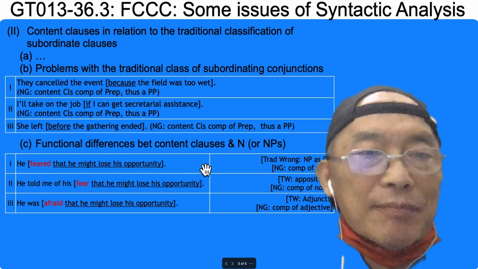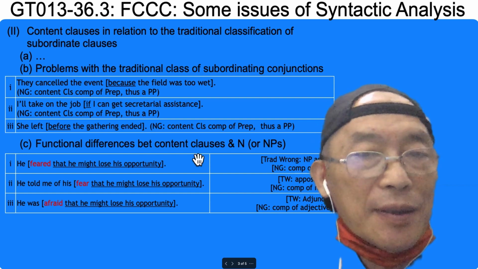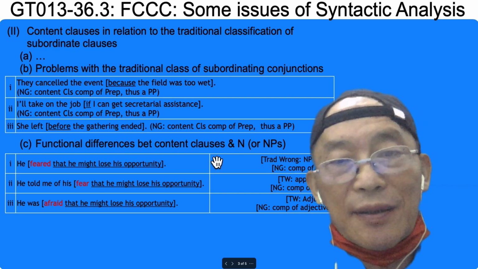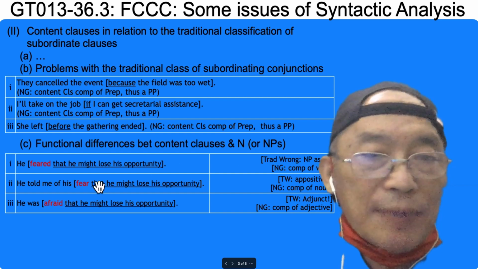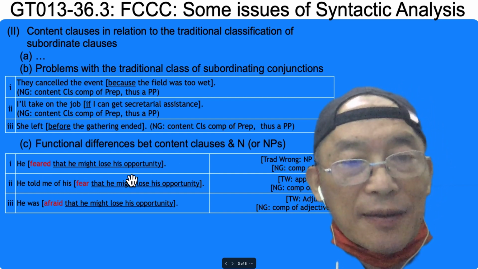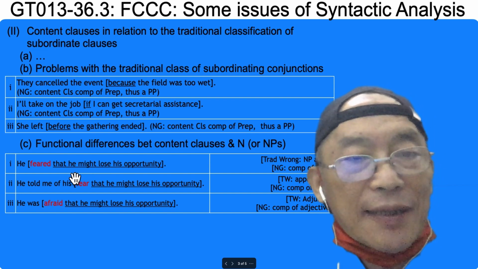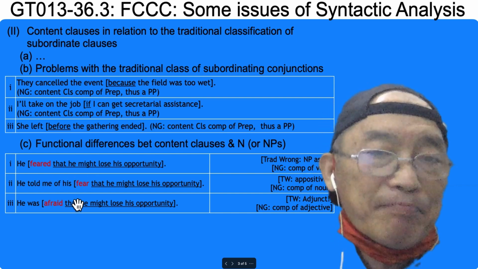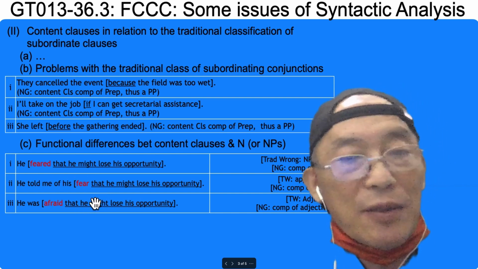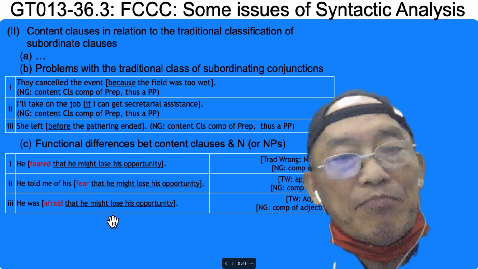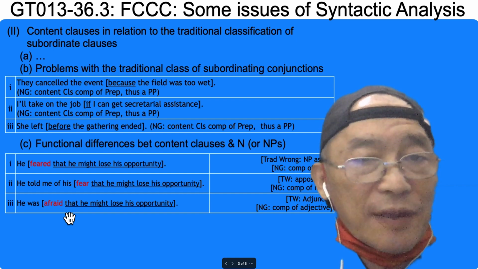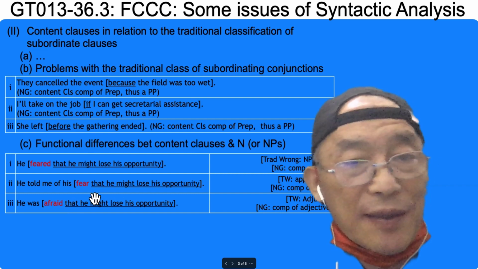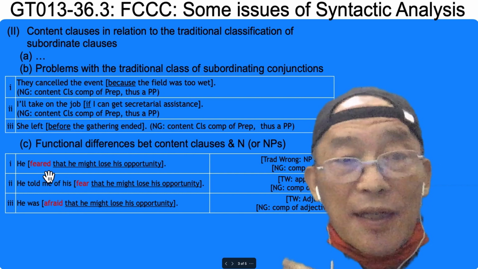And then the third reason the traditional grammar is no good. They didn't consider the function differences between common clauses and a noun or noun phrase. Let's check. You feel a clause, so it's a common clause acting as a complement to the verb. So it's a verb complement. Noun complement, complement to a noun. Adjective complement, complement to an adjective. We can say complement is a good friend of the head. But they are not equal.